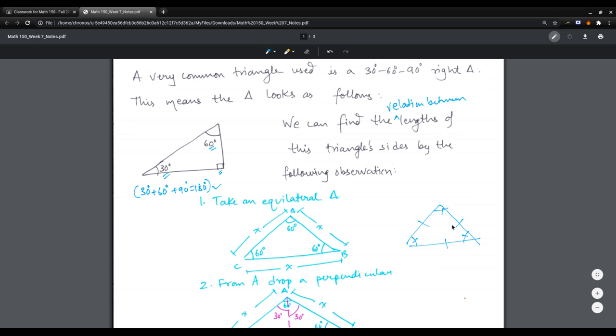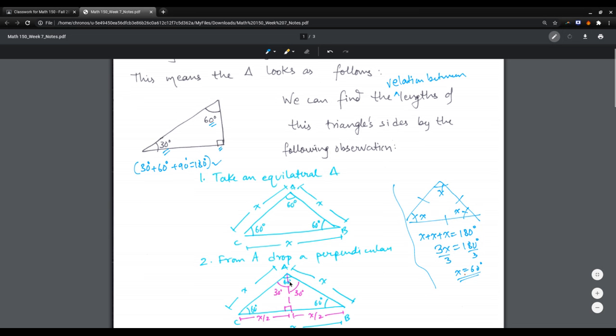Now, if all three angles are equal, let's say I call them x, x, and x, then x plus x plus x needs to equal 180 degrees because that's the sum of the angles of a triangle, which means 3x needs to equal 180. And if you divide by 3, you get that x equals 60 degrees, or that all the angles of this triangle is 60 degrees. Now, since the sides are equal, I can call them all x's.